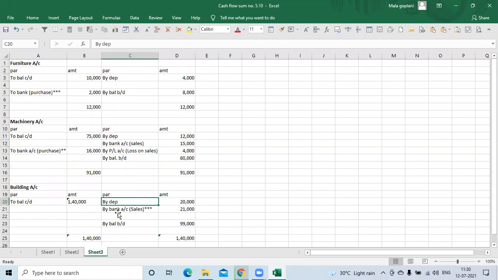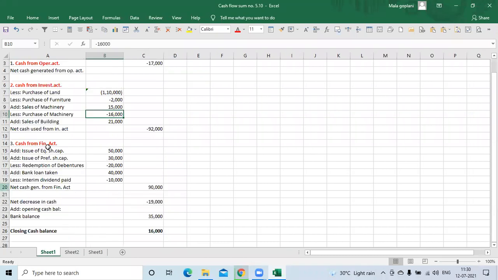Next we have sales. Sale of building is which activity? Investing activity. 21,000 is the amount. So tell me, add or less? Add. Go to investing activity, format number 1. Write down there: add sales of building 21,000, inner column. Done, ma'am. This much is done, everybody? Yes, ma'am.